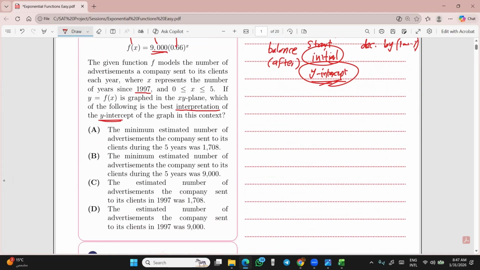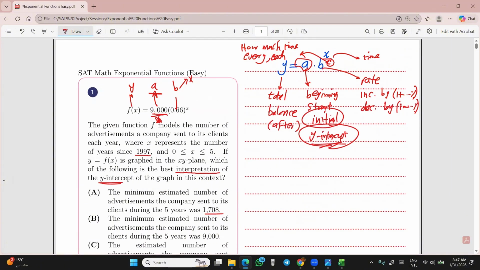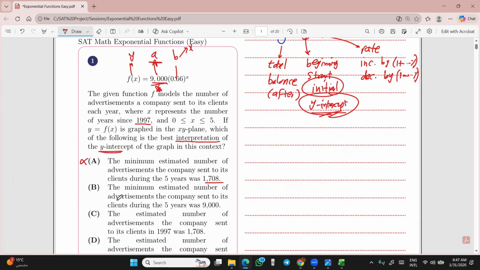So let's go through the options. Is it the minimum estimated number of advertisements the company sent to its clients during the first 5 years? During the 5 years, all the 5 years? Of course, no. And also this number is not the same as A. So A here is the y-intercept, which is 9,000. So 9,000 should be written in the option. Otherwise, it's not correct. Letter B: the minimum estimated number of advertisements the company sent to its clients during the 5 years. The number is okay, 9,000, but it's not during the 5 years.